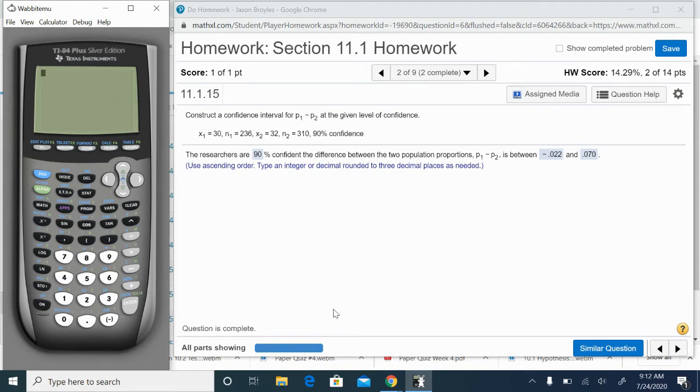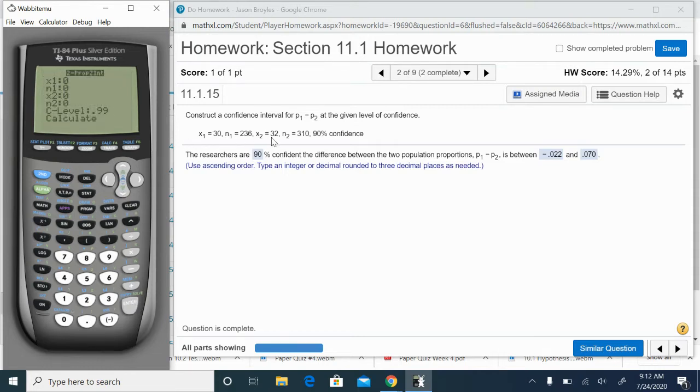There's two main calculator functions you'll use in this section. One of them will be for problems like this where you're doing the confidence interval. So this would be a 2-prop z interval. The other test you'll use in this section is when you're doing the hypothesis testing. This would be a 2-prop z test. So those are the two functions you're looking for. So the first one, let's go to 2-prop z interval.